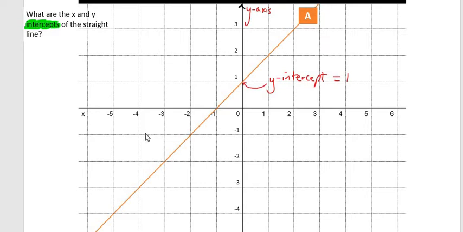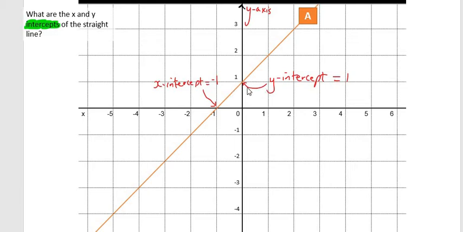The x-intercept is negative 1, where the graph intercepts the x-axis. So the x-intercept is equal to negative 1. Very good. Now, besides the y-intercept and the x-intercept, we also have what we call the x-intercept point and the y-intercept point.